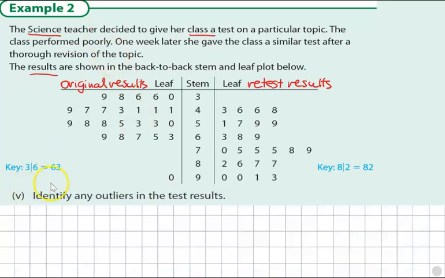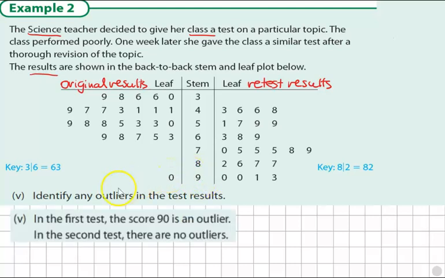Part 5. Identify any outliers in the test results. That 0 there, which represents 90, is an outlier. So in the first test, the score 90 is an outlier. In the second test, there are no outliers.